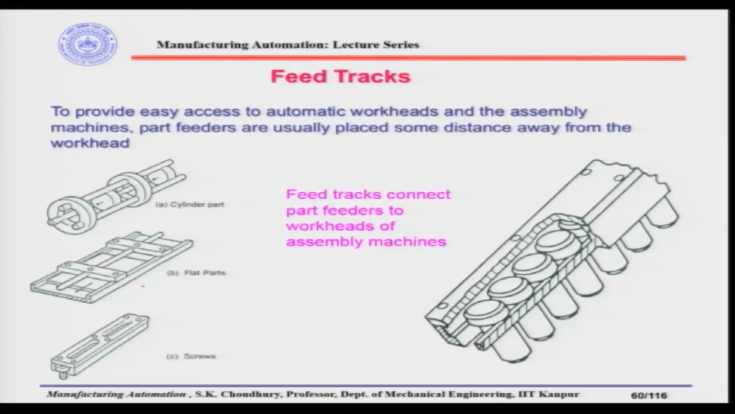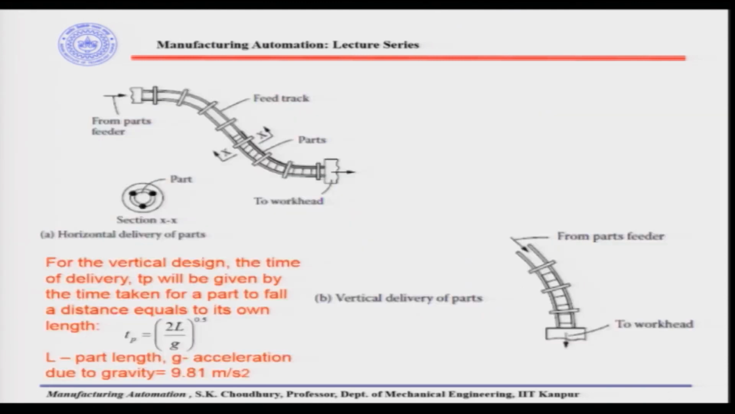Now, we have shown some of the feed tracks. For example, you have seen tracks for cylindrical parts, for flat parts, and for headed parts which are hanging in the slot. Then we said that feed tracks are normally of two types. They can be vertical delivery of the parts, where the parts are fed with gravity, and in that case the time taken for a part to fall will be equal to the square root of 2L over g, because we are using the acceleration due to gravity to deliver the parts.